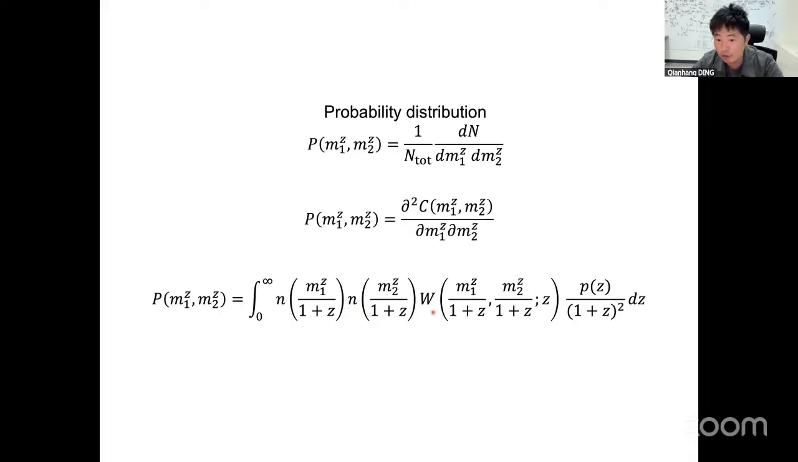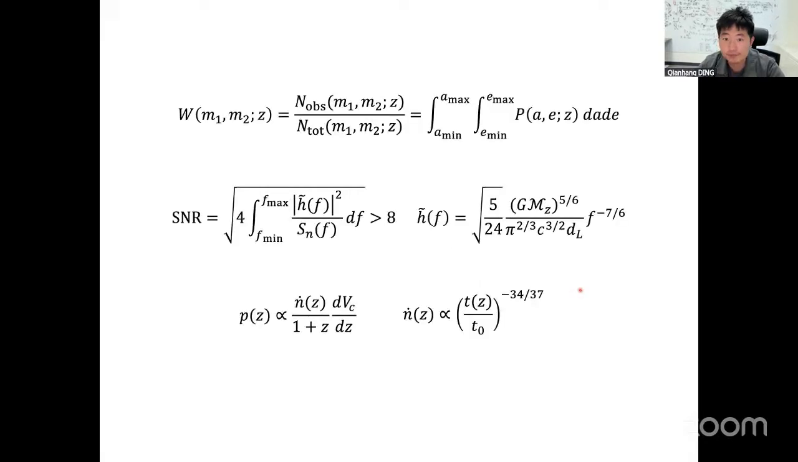But here we still have two unknown quantities. One is the detectable window function. Another one is the redshift distribution of PBH binaries. We don't know them, so we need to first determine them. For the detectable window function, that is for a given gravitational wave detector, for example, here we choose BBO as a benchmark detector. How to calculate it?